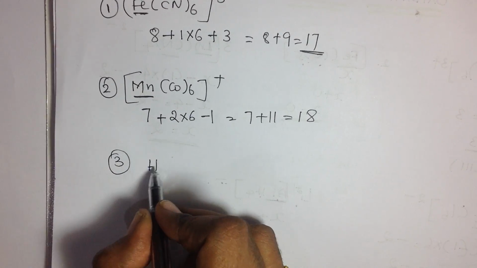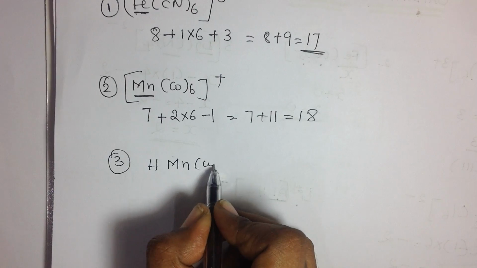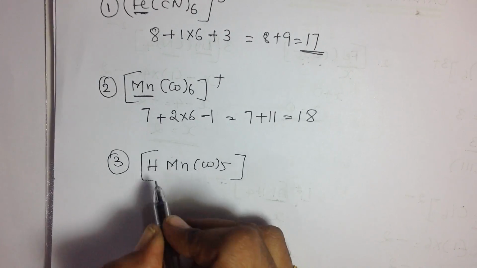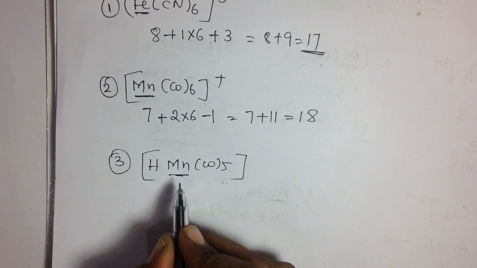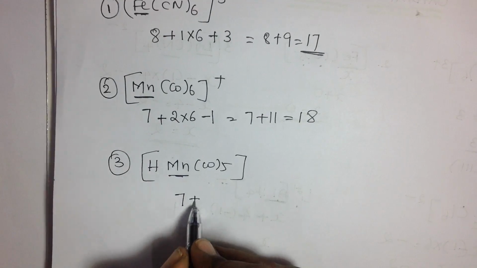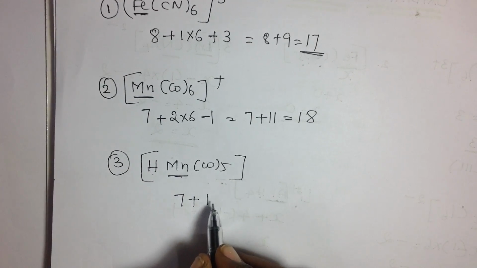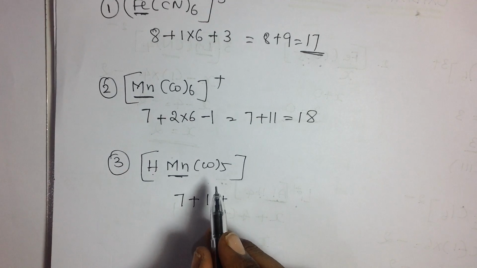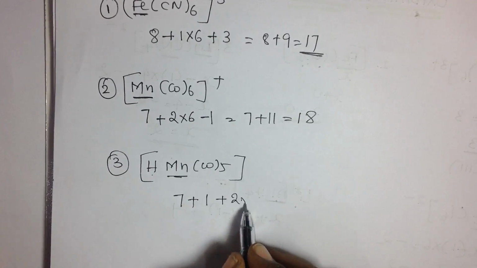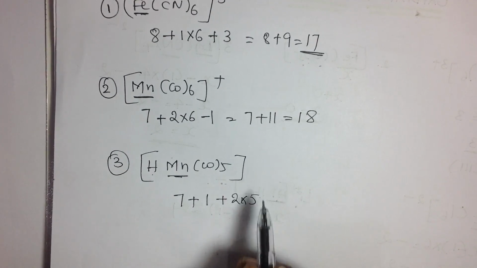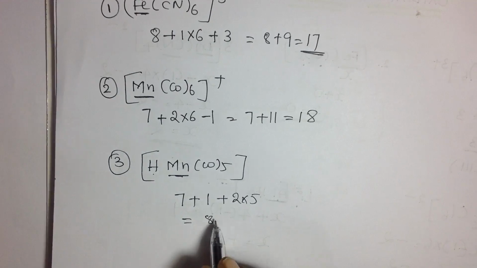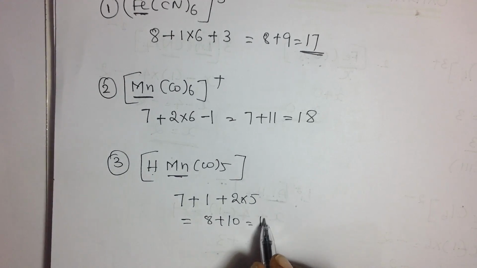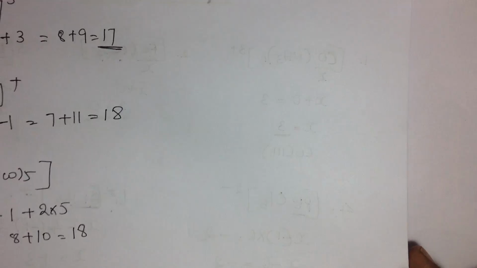I am taking another, HMn(CO)5. Here, already we have seen 7, plus how many electrons does hydrogen donate? 1. What about the case of carbonyl CO? It donates 2. How many are there? 5. Is there any charge? No. So what is it? 8 plus 10 equals 18. Have you understood?